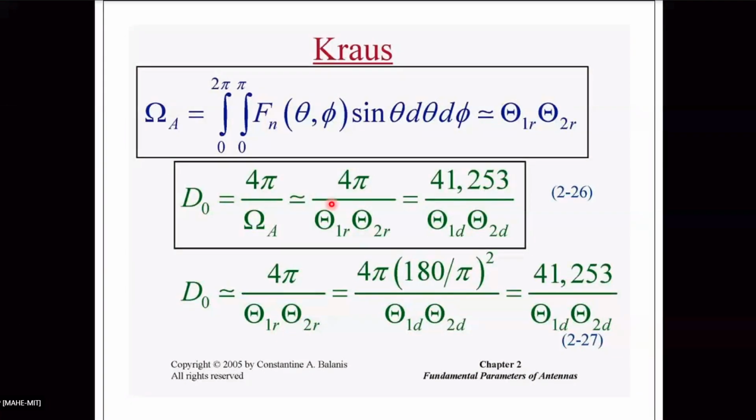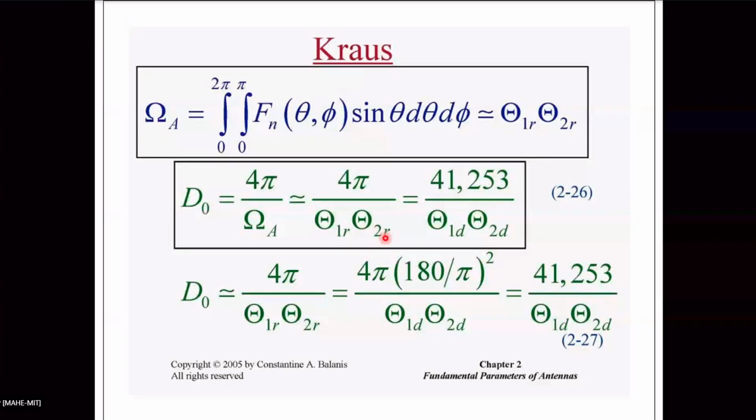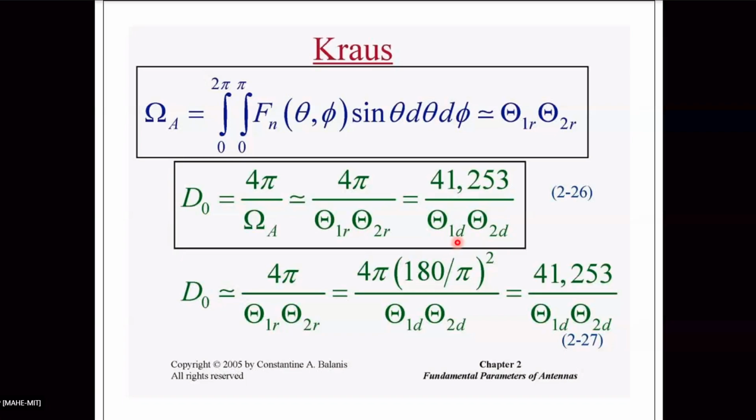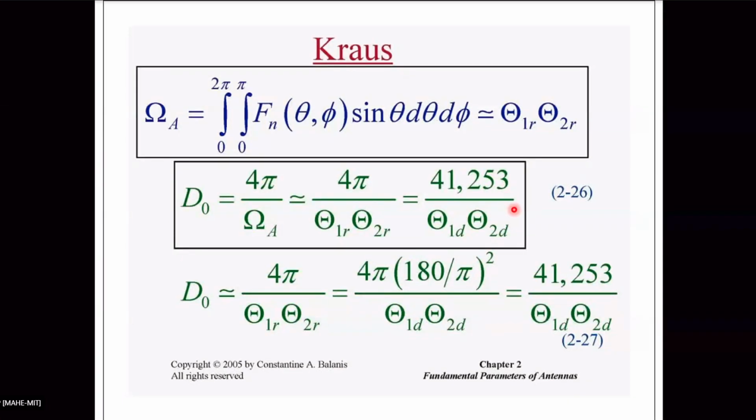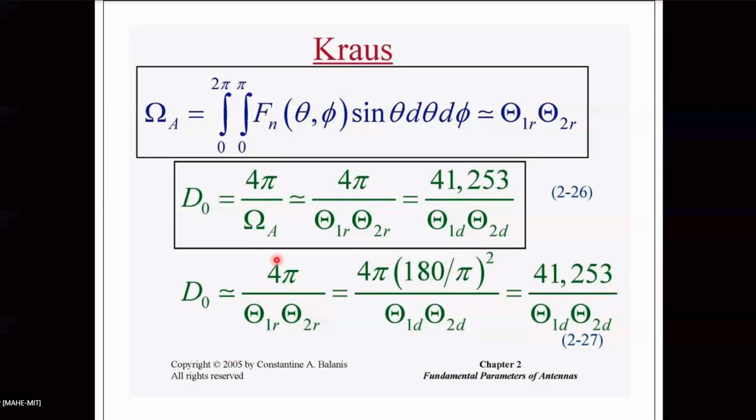So this is approximately equal to 4 pi by omega, because omega is given by capital theta 1r and capital theta 2r. So this is an approximate formula for directivity. If you convert into degrees, it is 41,253 by theta 1 in degrees and theta 2 in degrees. So D naught is approximately given by 4 pi by theta 1r, theta 2r in radians.